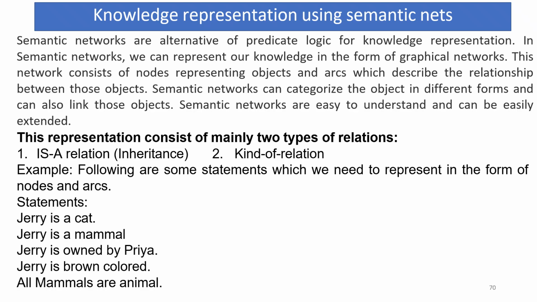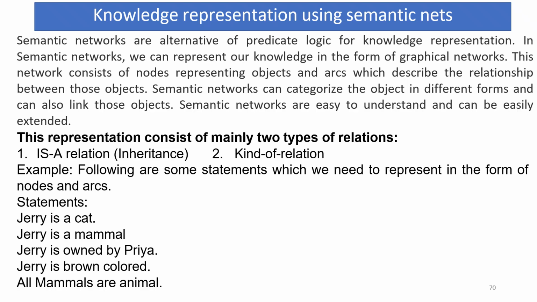The nodes will be separated as the names Jerry, cat and the other things, and the relationships will be is-a, owned by and color. Jerry is a cat. Cat is a mammal. Jerry is owned by Priya. Jerry's color is brown. So the nodes are cat, mammal, Priya and brown. Since it has the inheritance property, Jerry is linked with cat, and cat is linked with mammal. So we can infer that Jerry is a mammal. This is called inheritance, where Jerry inherits the properties of cat and mammal.